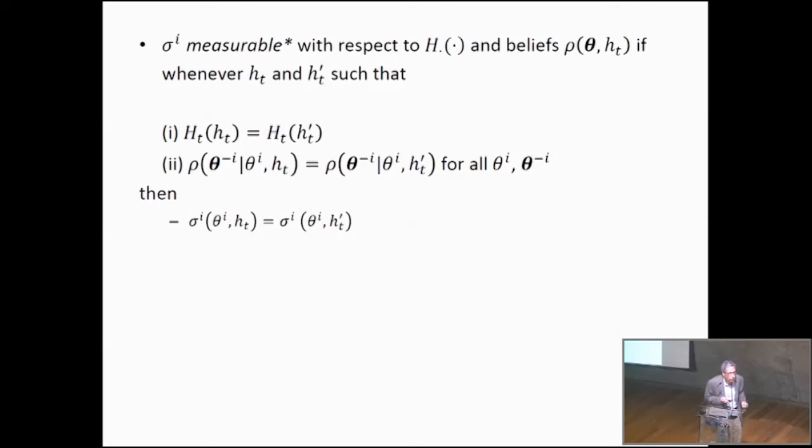But for all realizations of the other players' types, or is it on the path? So far, we haven't even defined equilibrium. We're just talking about what it means for a strategy to be measurable. And we haven't said where these beliefs come from. These beliefs could be correct, they could be incorrect. They're just arbitrary beliefs, but we can talk about measurability with respect to those beliefs. And this is what it means.